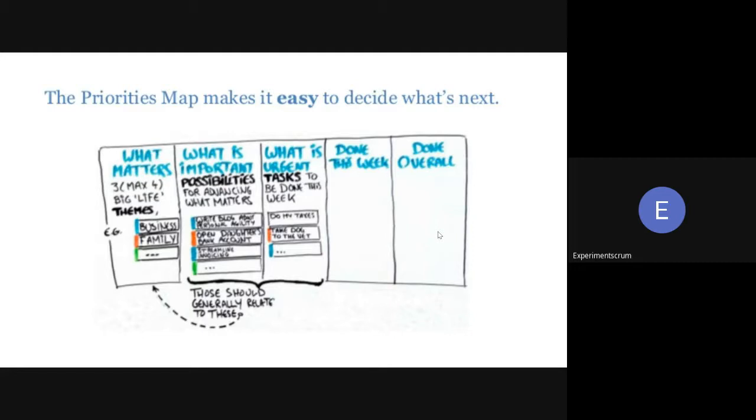So health: okay, I need to go to the gym 3 days a week. I need to go and play football 2 days a week. I need to play cricket 5 days a week. I need to go for a walk 7 days a week. So you can come up with the possibilities in your life. This is what matters. For this, what are the possibilities I can do this current week? So list down everything, because whatever we are doing is important, and that needs to be aligned with what matters.